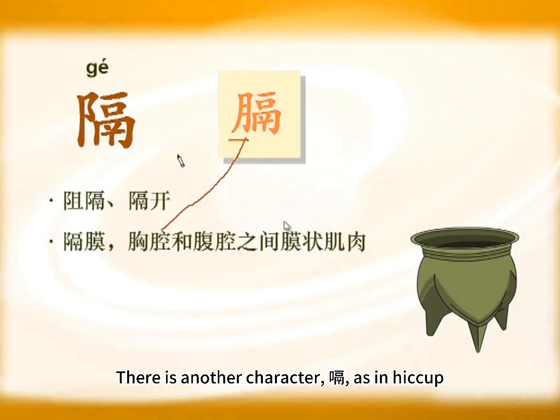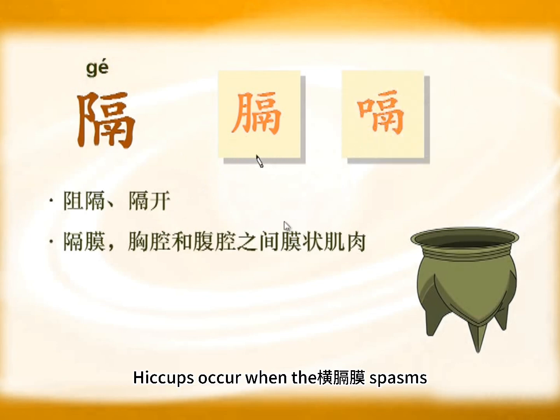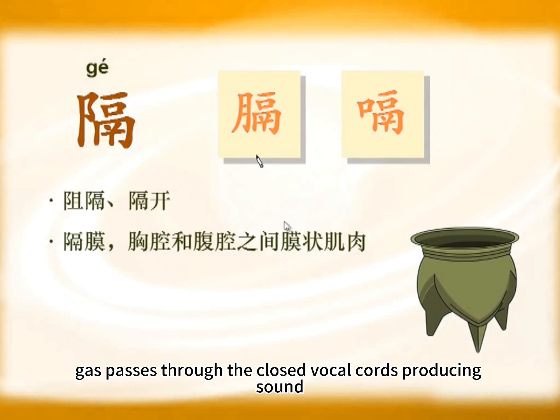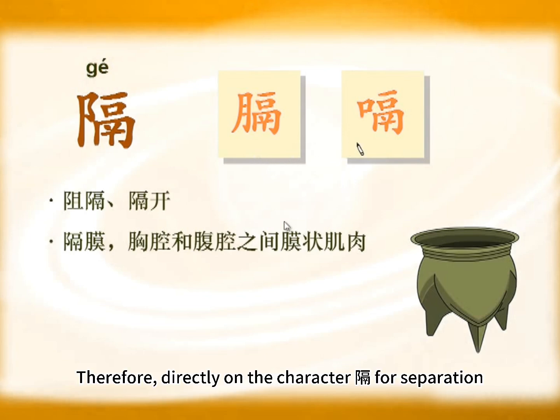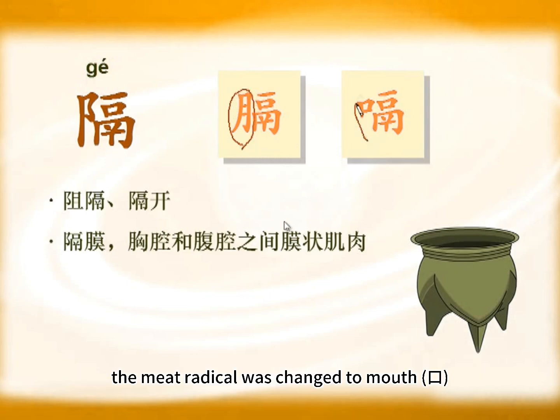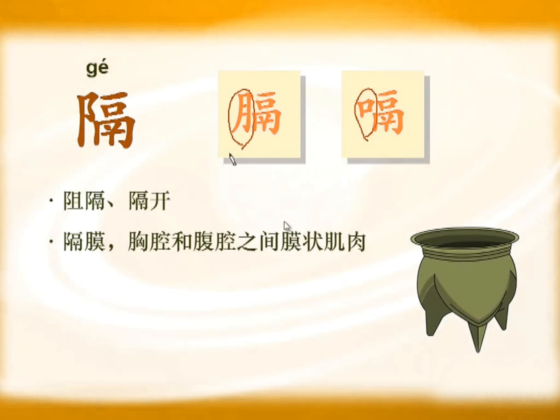There is another character, ge, as in hiccup. Hiccups occur when the diaphragm spasms. Gas passes through the closed vocal cords producing sound. So it is related to the diaphragm. Therefore, directly on the character ge for separation, the meat radical was changed to mouth, kou, thus creating ge for hiccup.